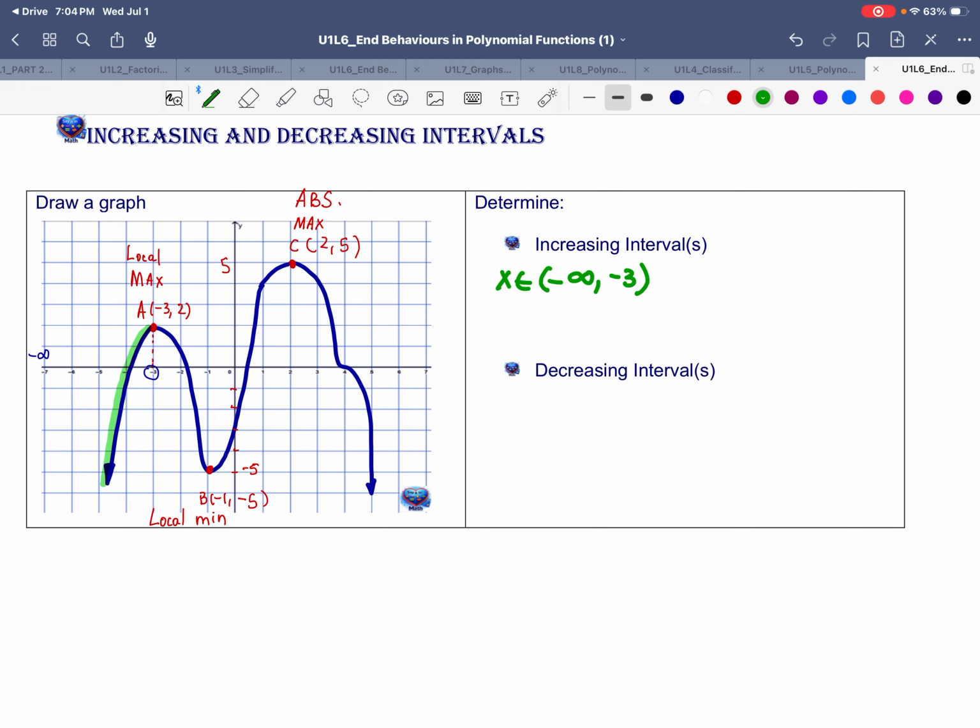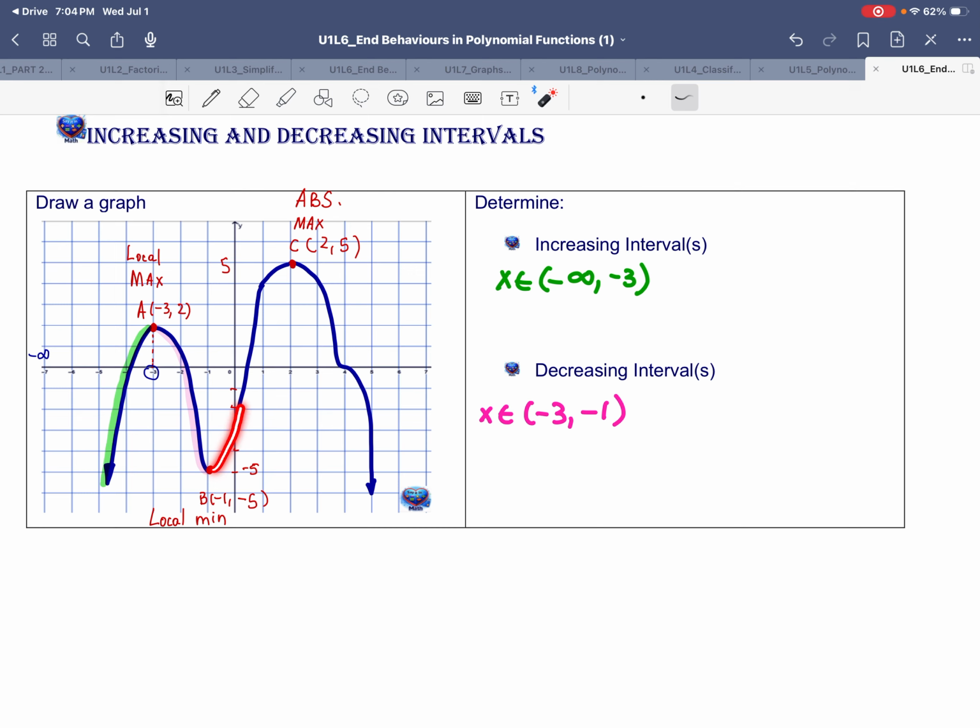So we'll continue walking on the graph. As you can see now, we have a graph that is decreasing, so the pen is going down, and this will start at -3, and it will continue up to x value of -1. So we're going to say that the interval from -3 to -1 will be a decreasing interval. We'll continue with the next one.